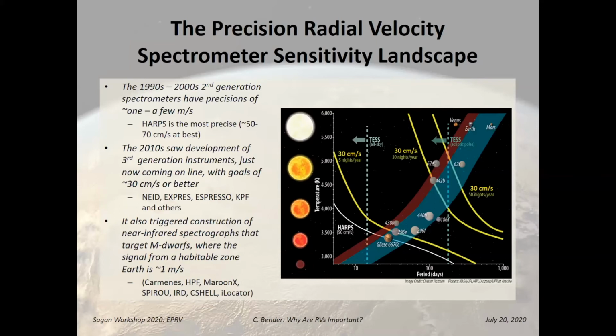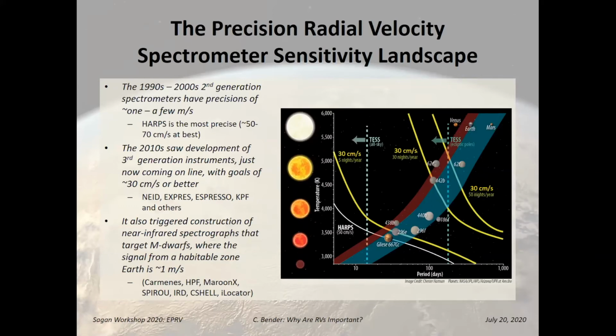So where are we in the RV spectrometer landscape? We talked about the first generation of instruments. The second generation of instruments is the one that I think is the most famous, the 1990s through about 2010. These are the ones that discovered most of those early RV planets and have done most of the RV follow-up work. HARPS is probably the best known, and it has a maximum precision of something like 50 to 70 centimeters per second. But in general, this generation of instruments can get you to a meter per second, and really not much more than that.